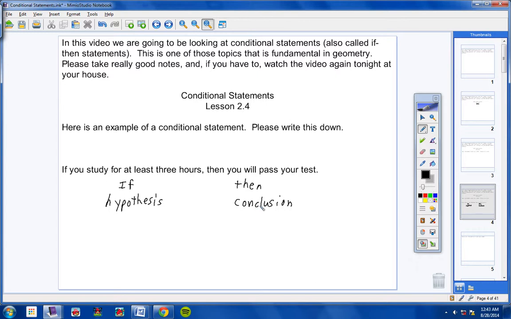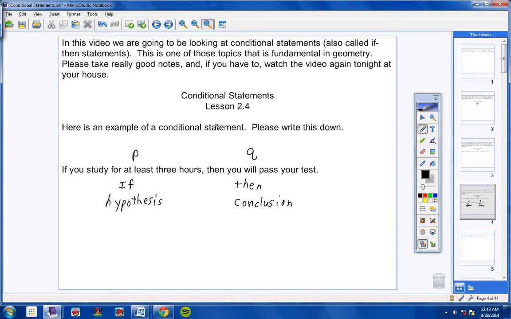Now, I do not know the answer to this question, and so if you ask, I will not be able to answer it. But in geometry, and this is true in all geometry books, they use the letter P to refer to the if part, and they use the letter Q to refer to the then part. Now, I'm not sure why, but you need to know that. Please write that down.